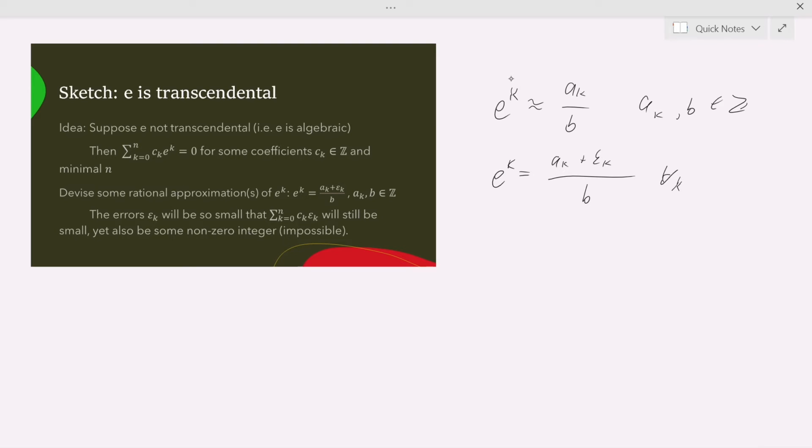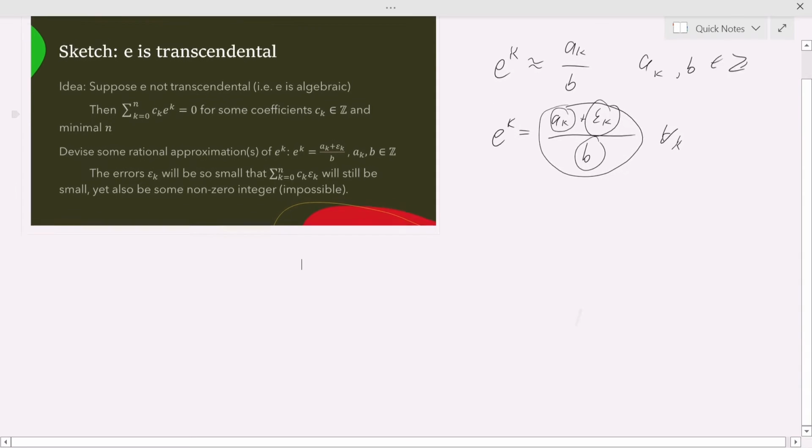So then what we do is take this expression for e to the k and plug it into the polynomial which we're assuming it's a root of. And then we'll get some contradiction from there based on the error being too small, in a similar manner to the proof of irrationality. But right now the major question is what are these terms? What is a sub k? What is epsilon sub k? And what is b? And so first we need to work towards that.